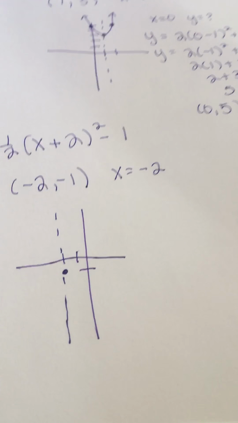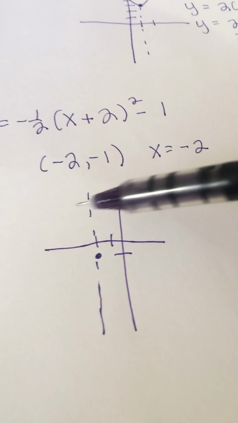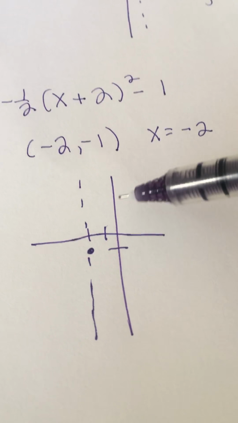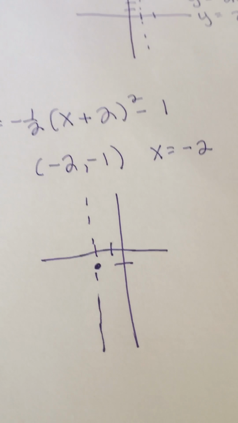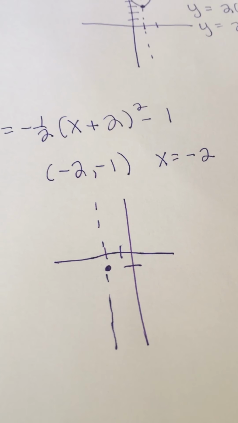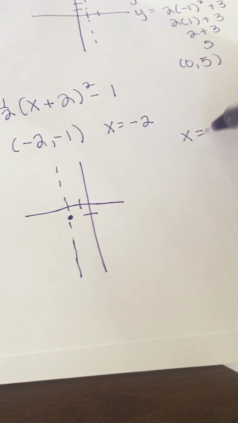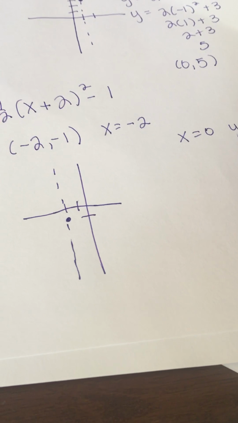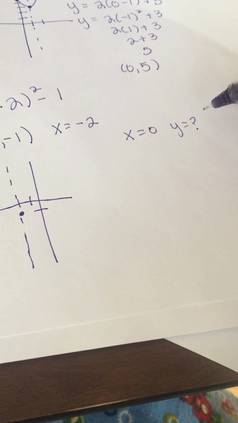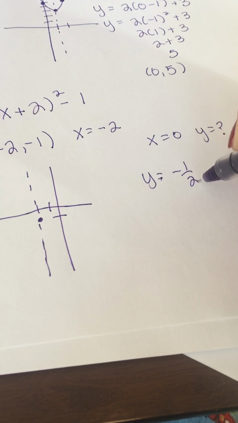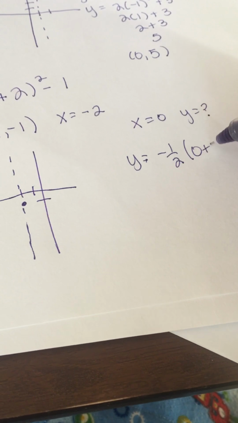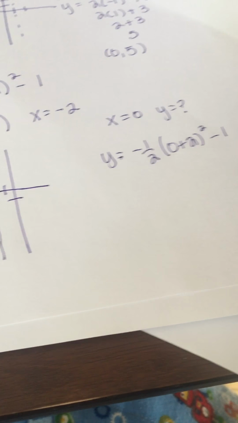Now again, I'm going to pick an x that's close to that. It doesn't matter what you pick. Now I tend to pick 0 just because it's an easy number to substitute in, but that doesn't mean that you have to pick 0. Say I do pick x equals 0. I don't know what my y is, and I won't know until I plug in 0. So y equals negative 1/2 (0 plus 2) squared minus 1.